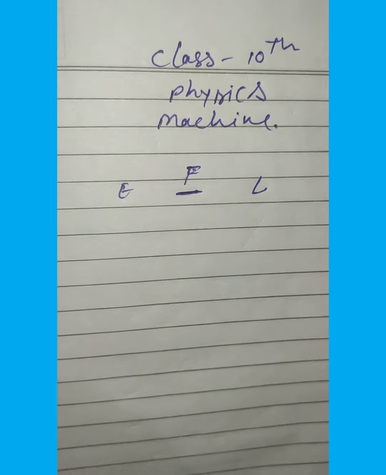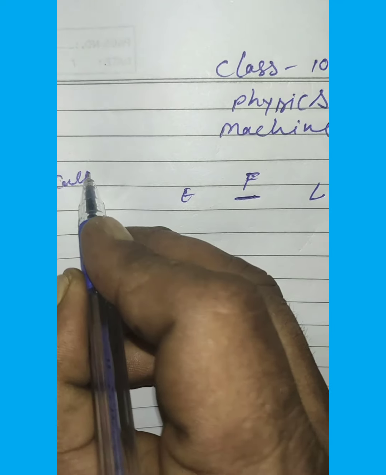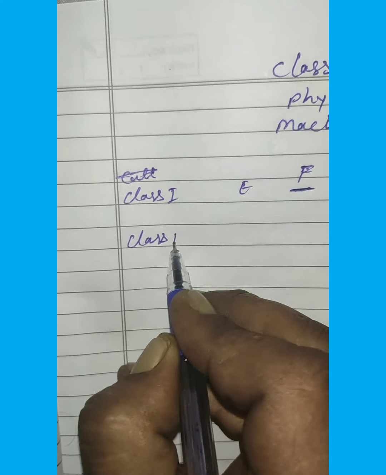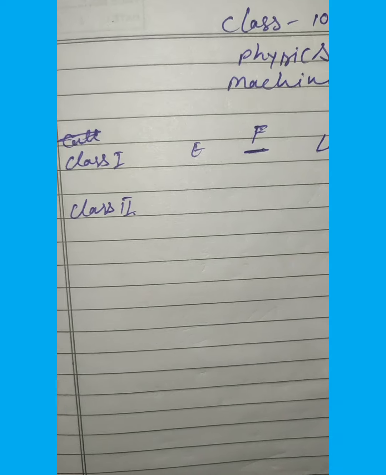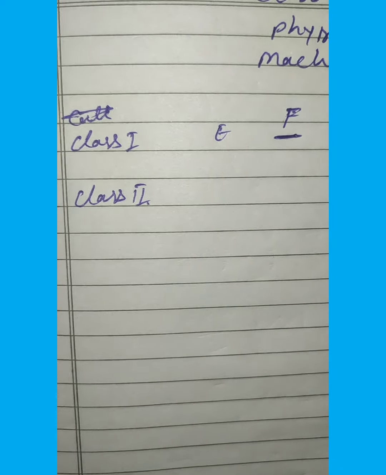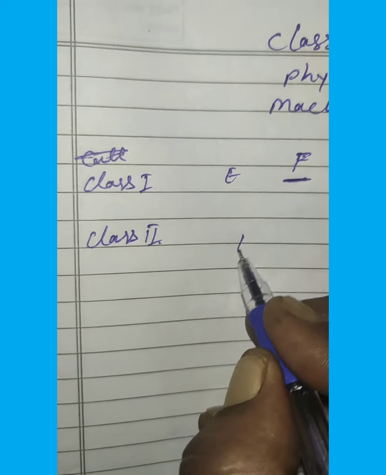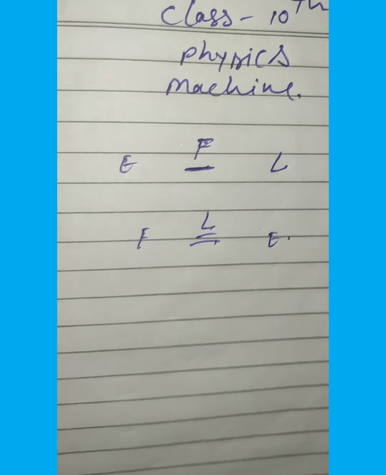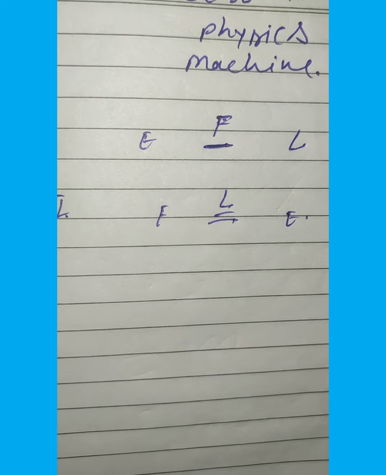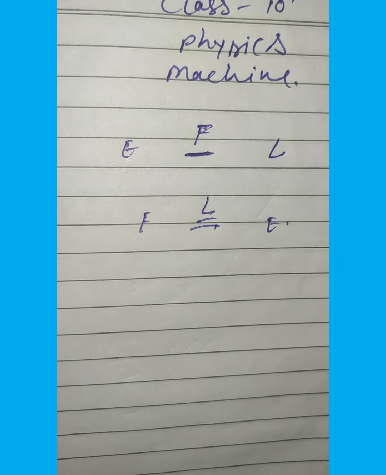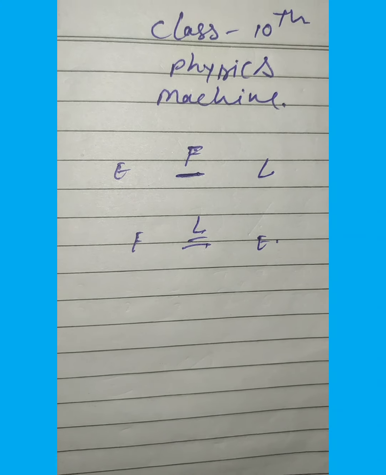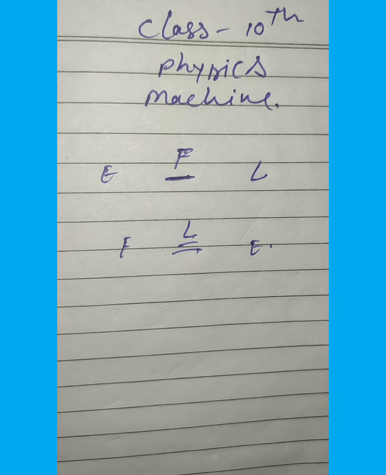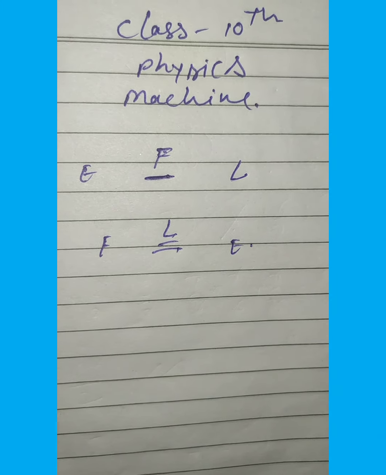Now, class 2 levers are those in which the fulcrum and the effort are at the two ends, and the load is in between them. Its common examples are a nutcracker, a bottle opener, a wheelbarrow. Its mechanical advantage and velocity ratio for a class second lever are always more than 1.